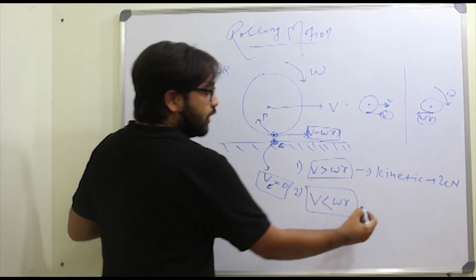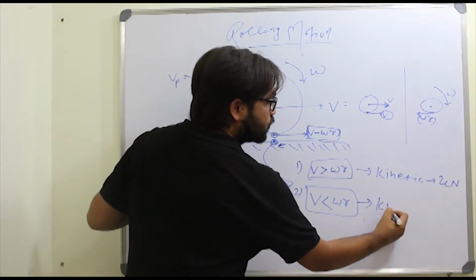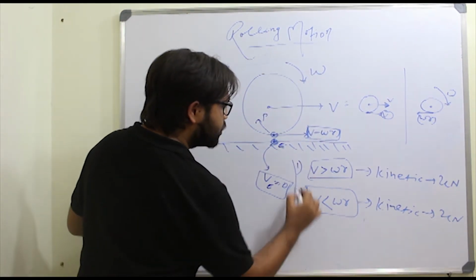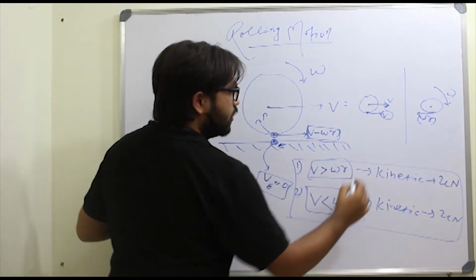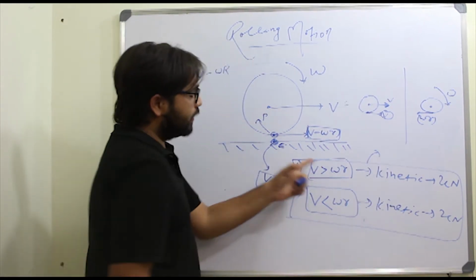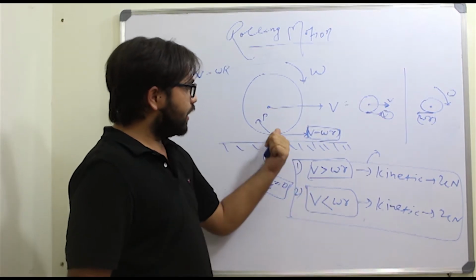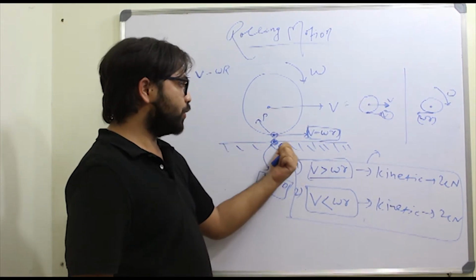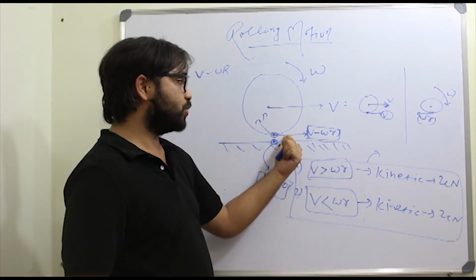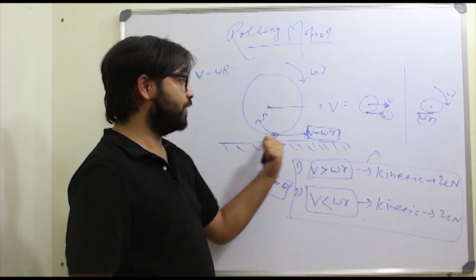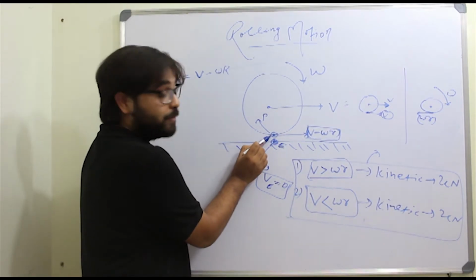And in these two cases, again there is slipping, and that's why there will be kinetic friction and the value will be mu n. And these two are the cases of rolling with slipping. In the first condition, it is slipping forward. In this condition, it is slipping backwards, because you understand that here V is greater than omega r, so the net velocity is positive. Here V is less than omega r, so the net velocity is negative for this point I'm talking about.